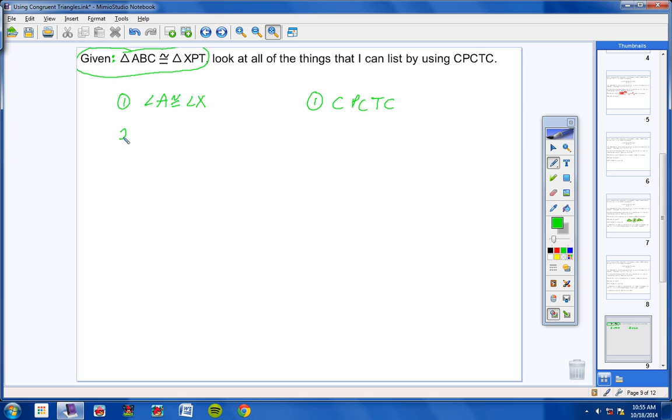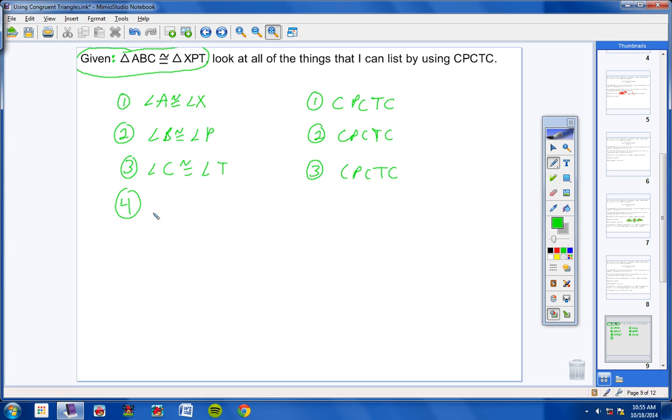Just list things out, okay? You can work ahead or you can stay with me. Angle B is congruent to angle P. Of course, the reason would be CPCTC. You could also state that angle C is congruent to angle T. And of course, the reason would be CPCTC.